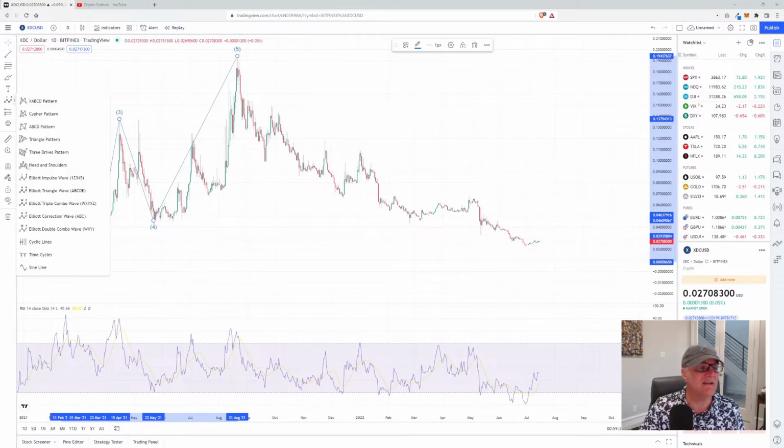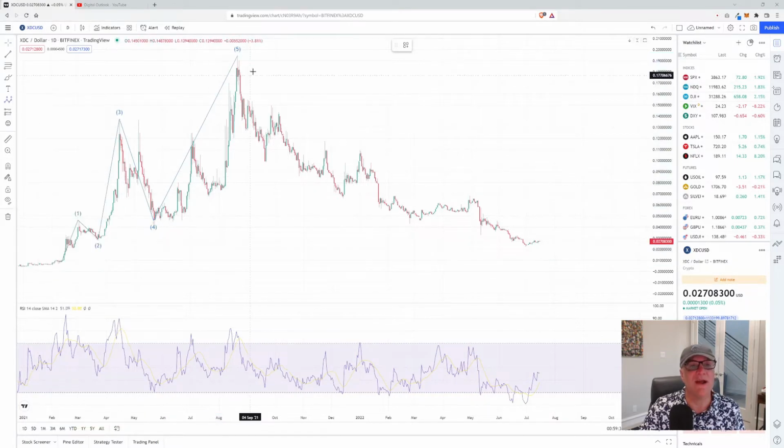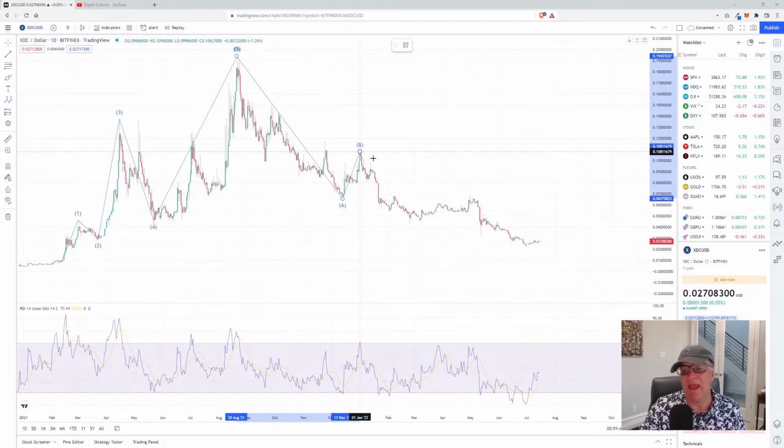Now let's just take a look here at our correction that we made. So guys, there's our big A wave right in there. There's our B. And guys, there's our C right there that we printed in June.